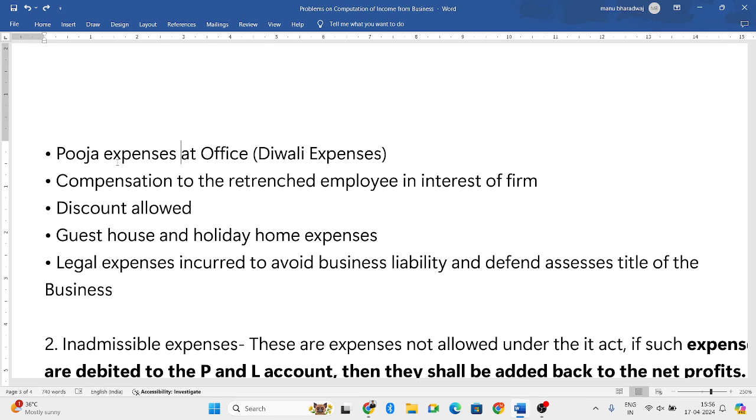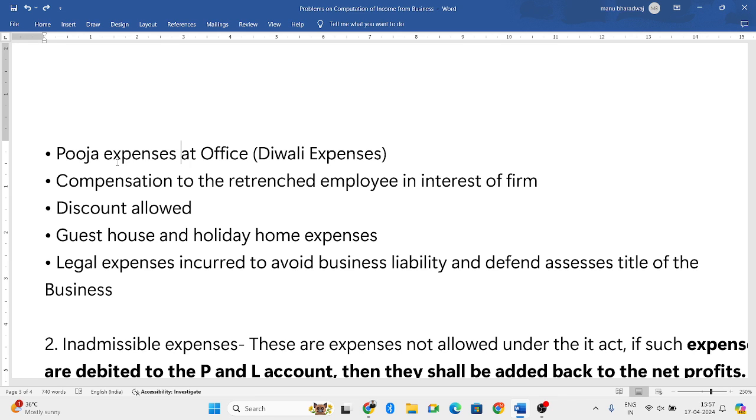Guest house and holiday home expenses. Suppose some VIP foreign delegates are coming to your organization for certain meetings. You book the guest house or holiday homes for them. Those expenses can be considered admissible expenses.